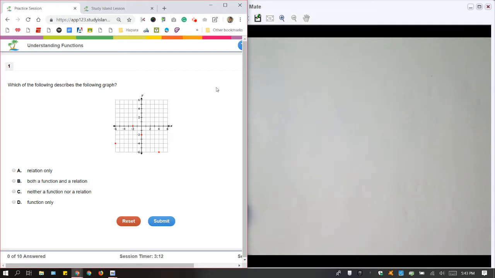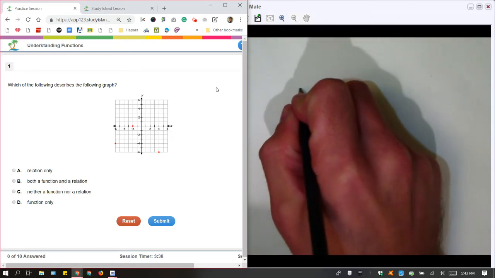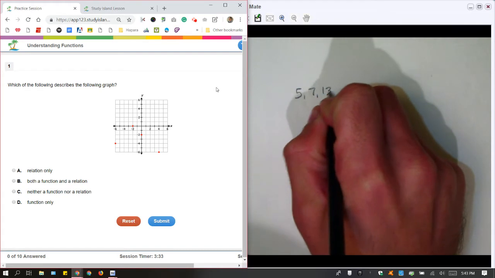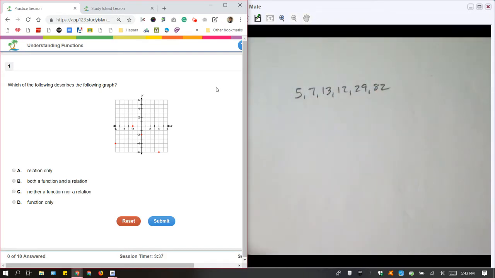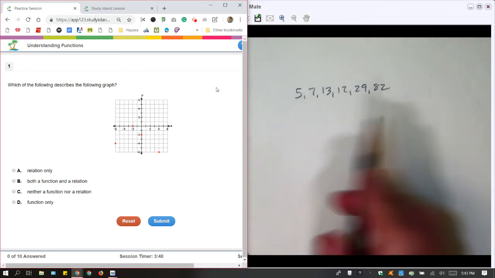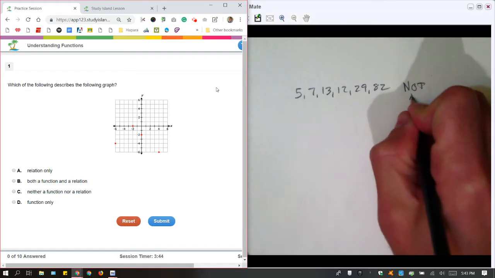So first things first, a relation is a set of data that corresponds to another set of data. The way that you see this all the time is in the form of X and Y pairs, ordered pairs, coordinate planes with points on it, things like that. So if I just gave you a random list of numbers, like 5, 7, 13, 12, 29, 82, are those two sets of data that are corresponding to each other? No. So it's not a relation.